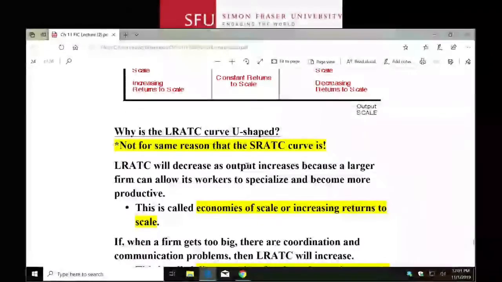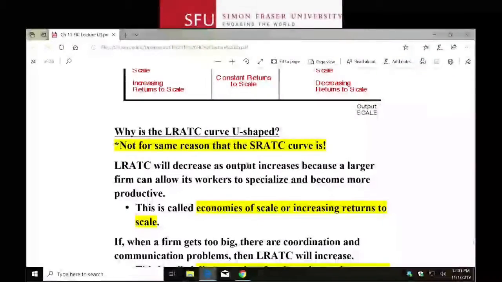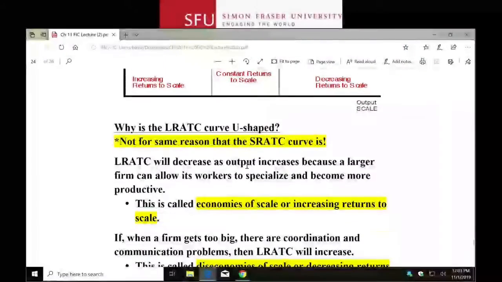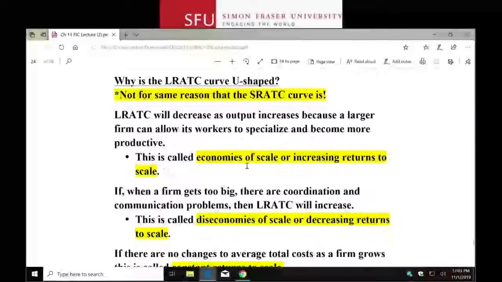Okay, so if a firm gets too big, there are coordination and communication problems. So mistakes are made, people are not doing what they're supposed to be doing. And anyway, that's got the opposite terms, diseconomies of scale or decreasing returns to scale.